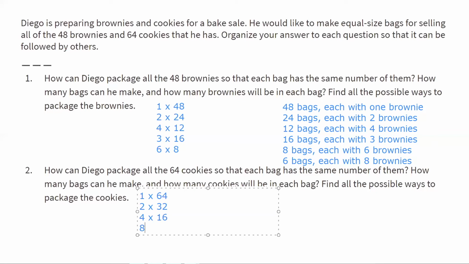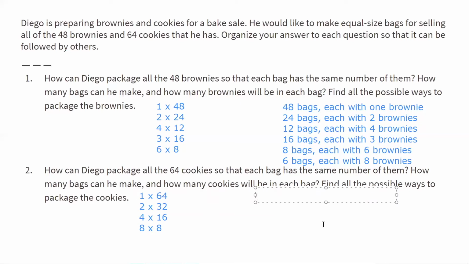And then I know 8 times 8 is a factor of 64. And then those are all of our factors for 64. So let's make our possible combinations.